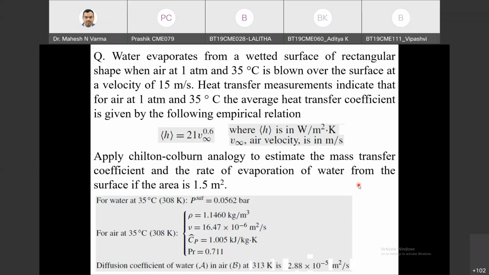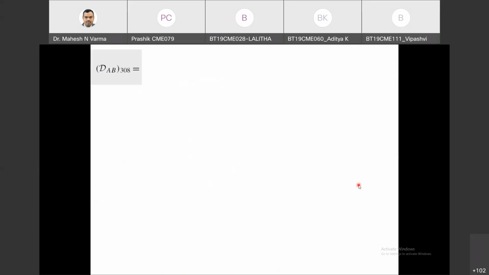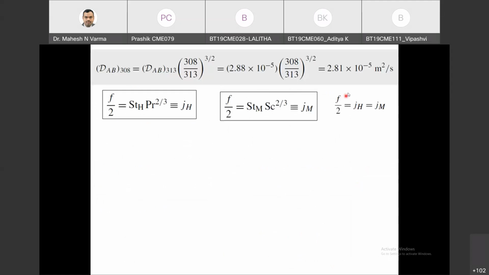This is flow over a flat plate. So f/2 equals JH, and JH equals the Stanton number for heat transfer times the Prandtl number raised to 2/3. So you can easily estimate the friction factor. This is what I am telling. So here we only use this first part.